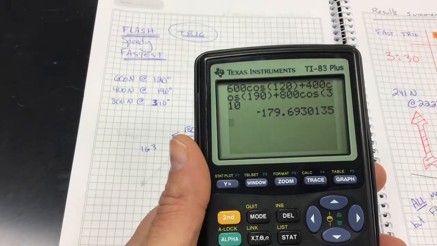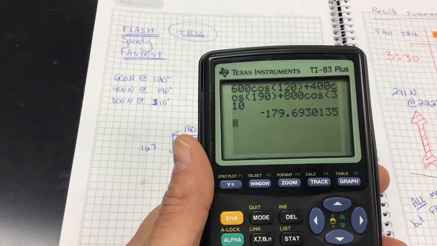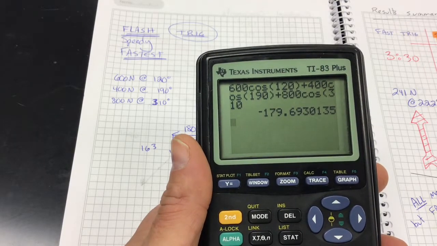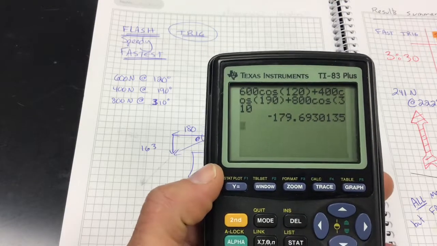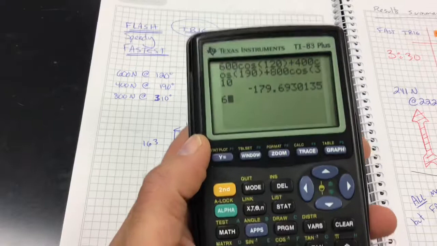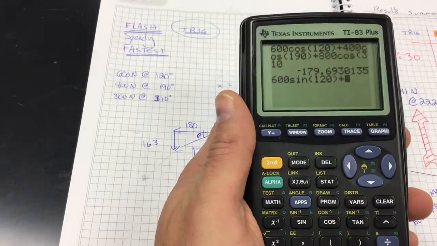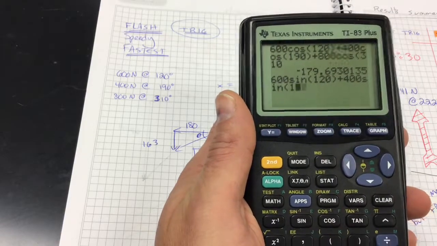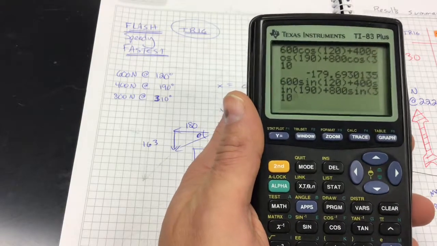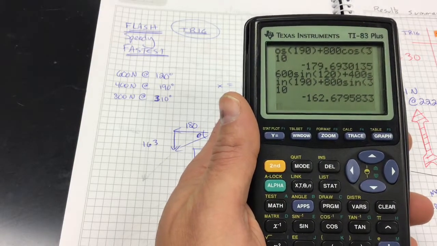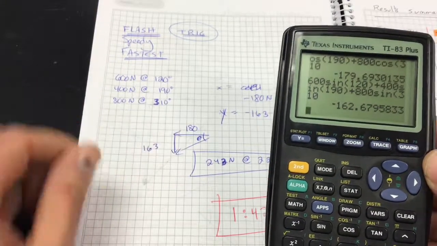Here's the fastest trig method, and it relies on an understanding of trigonometry for this. 600 cosine 120 plus 400 cosine 190 plus 800 cosine 310 gives you negative 180, which is the x component. And then all you have to do is 600 sine 120 plus 400 sine 190 plus 800 sine 310 gives you negative 163.